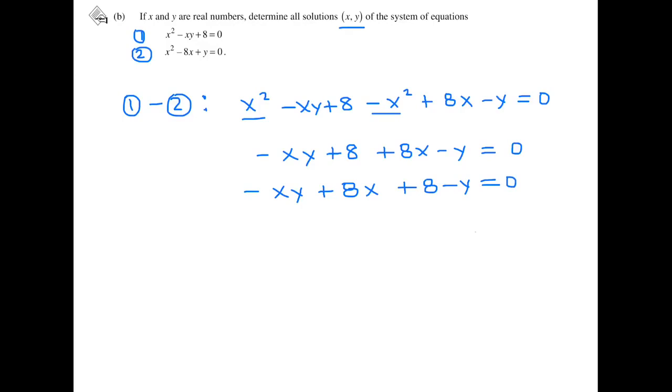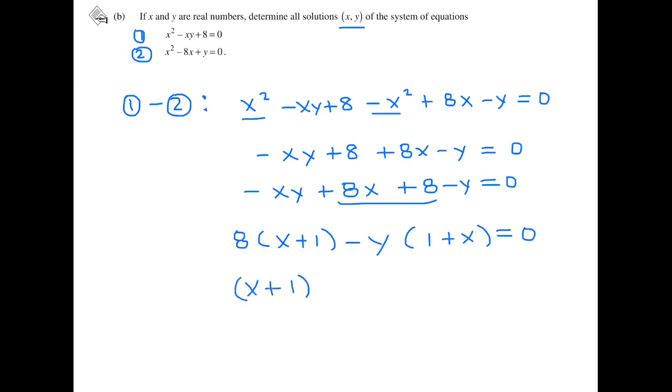So at this point you can factor. Let's factor this one first. You got 8x plus 1. And then from the other two, we take out a minus y, and that will give you 1 plus x. And that helps, right? Because now we can rearrange this as x plus 1 times 8 minus y, like that. And therefore, x is equal to -1, and y is equal to 8. Those are the solutions.